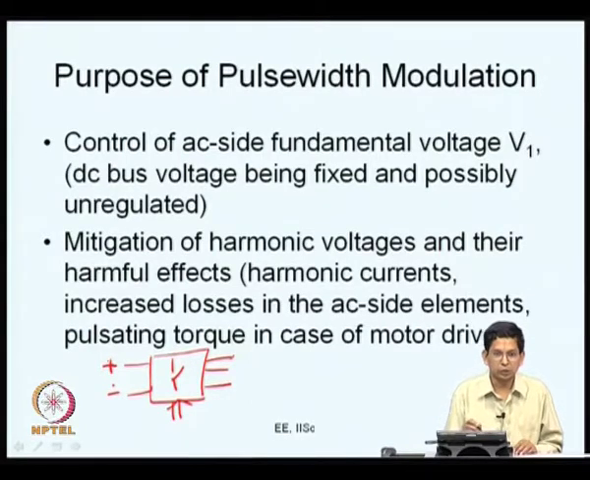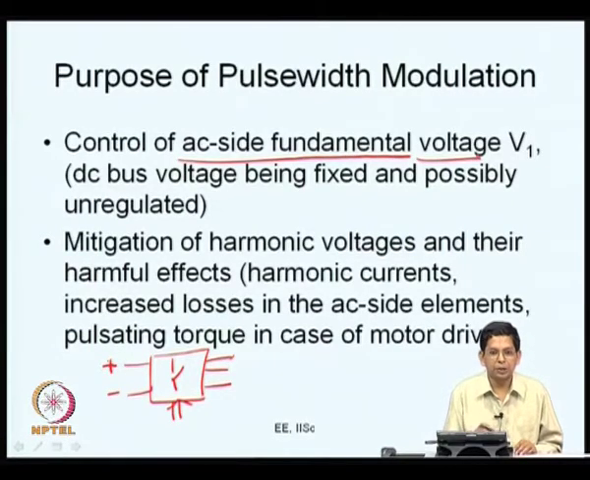The gating signals should be such that your AC output voltage is as desired with a fixed DC bus voltage. So, the first purpose of pulse width modulation is to control the AC side fundamental voltage, the DC bus voltage being fixed, or it could sometimes be unregulated when it has been derived from, let us say, a diode bridge rectifier, or some rectifier, in open loop.